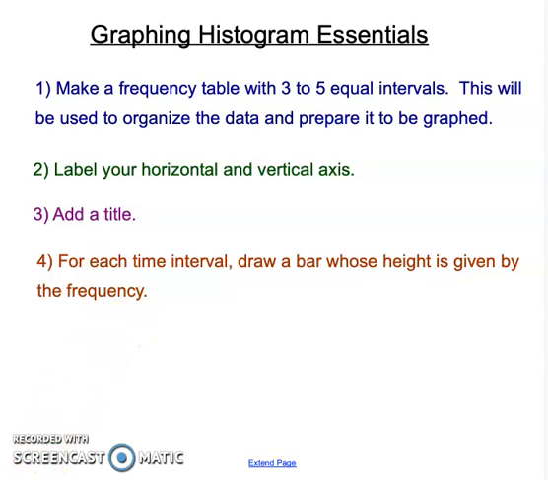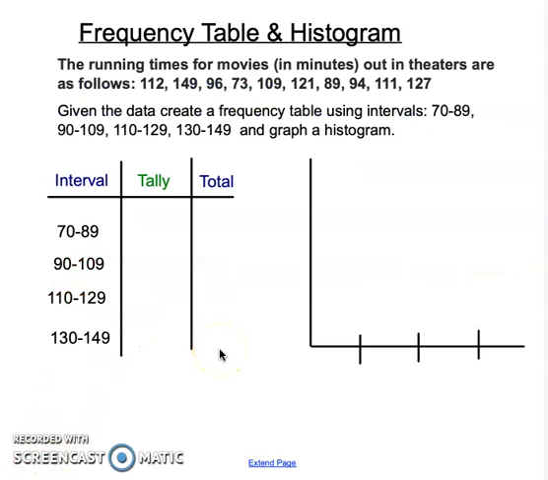The first frequency table and histogram we are going to create is about movie time. So we're given this information. The running time for movies in minutes out in theaters are as follows: 112, 149, 96, 73, 109, 121, 89, 94, 111, 127. So we're going to organize that into a frequency table.